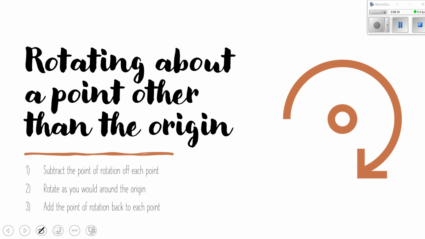All right, so what we just worked on was rotating a point around the origin, but you might have to rotate around a point that is not the origin, and this has 3 steps. Your first step is you subtract out the point of rotation from your given points. Then you would rotate as you would around the origin. So on this step, you're going to be using the formula again, that formula we gave at the beginning of the presentation. Then, after you've done that rotation, you're going to add the point of rotation back to each point. So it seems a little tricky, but as you'll see, it's not too bad.